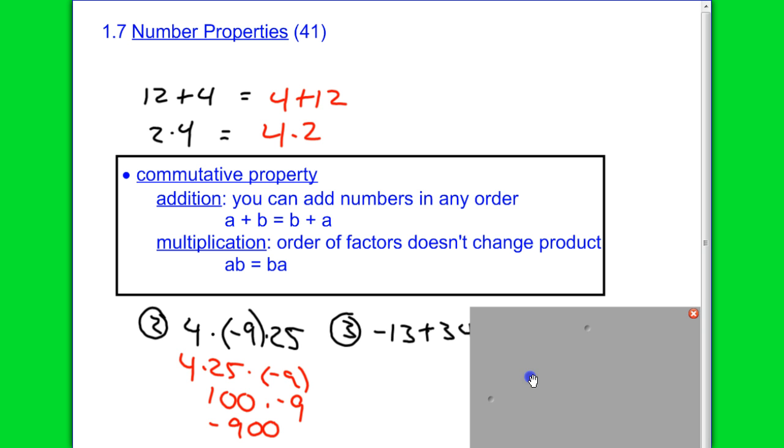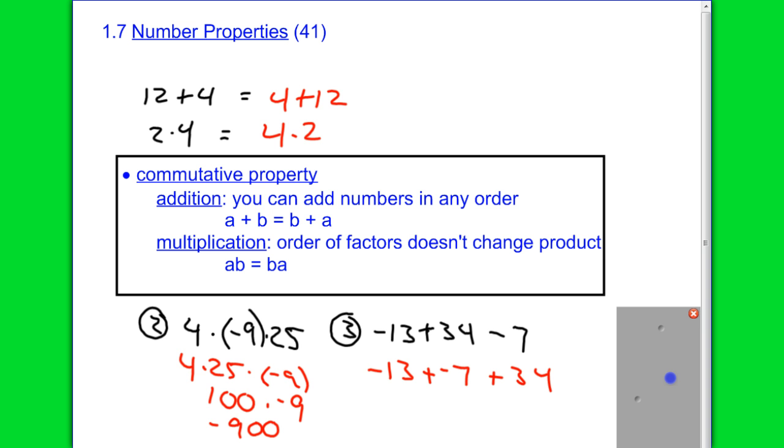Let's try another one. Here we have addition. Which 2 addends would be easiest to add first? Do you see it? Matthew? Negative 13, negative 7. Right. What is negative 13 plus negative 7? Matthew? Negative 20. They're both negative, and we have negative 20. Good. And negative 20 plus 34 is?